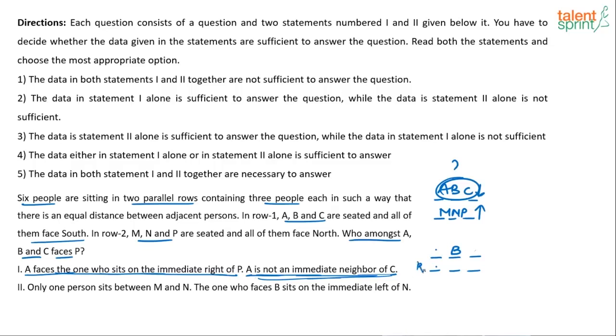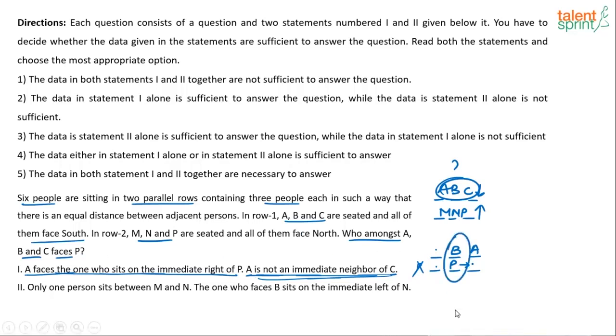But can P come here? No, P cannot go out of the arrangement. Which means A cannot come here, A has to come here. And P has to come here. See, A is facing this person, right? Who's on the immediate right of P? A is facing this person who's on the immediate right of P. Now, the question is, who amongst A, B and C faces P? Who faces P? B is facing P.